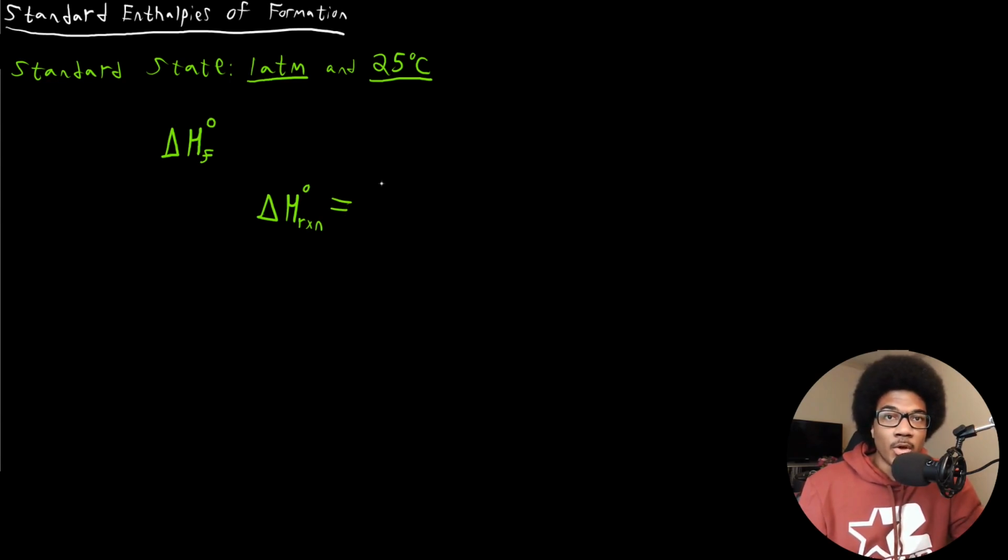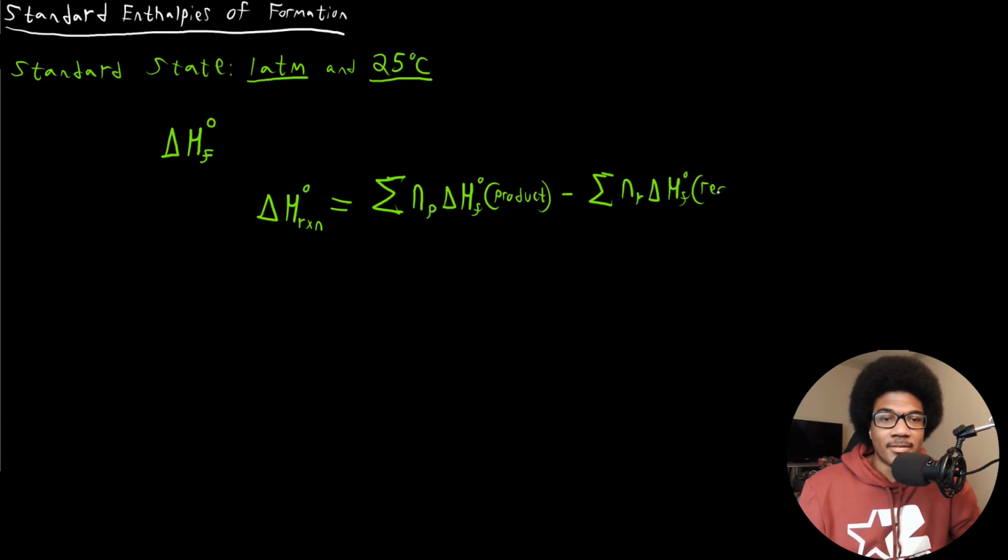Basically, what you want to do is take a sum. So I'm going to use the big sigma summation notation. This just means taking the sum of the number of moles of your product times the enthalpy of formation of your products. And you're going to subtract that from the sum of the number of moles of the reactants times the enthalpy of formation for the reactants.